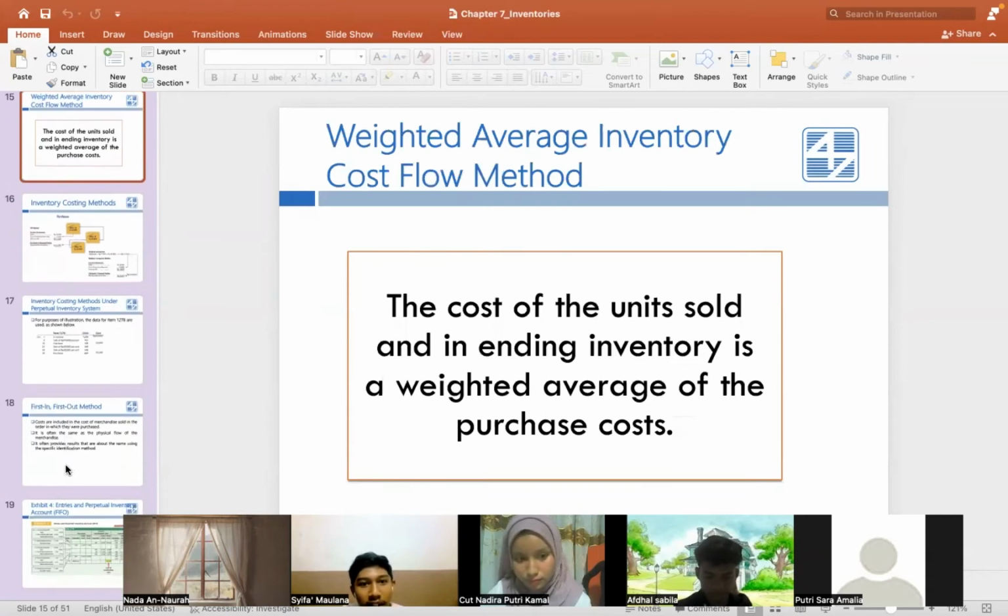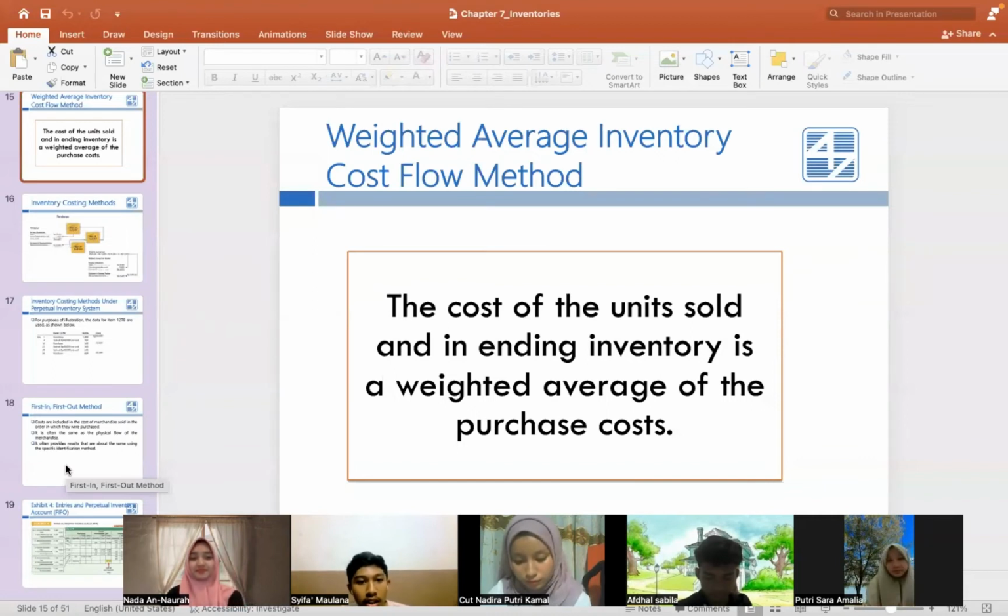The weighted average inventory cost flow method. The cost of the units sold and in ending inventory is a weighted average of the purchase cost.